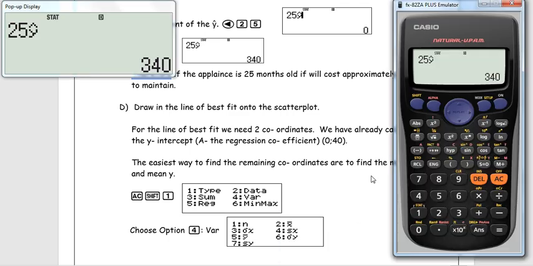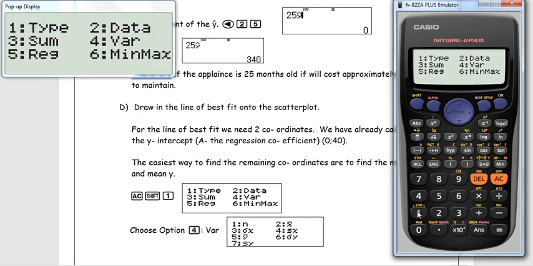Open up our calculator, AC, shift, and number 1. What we are going to be looking at now is option number 4, because we are wanting to go in and find out our variances. So I am going into option number 4, VAR.